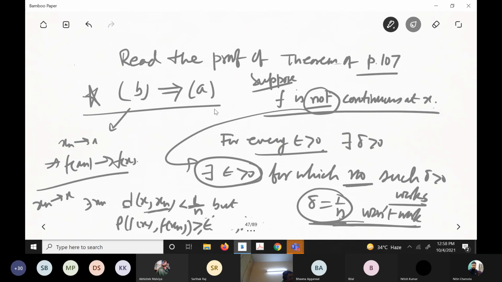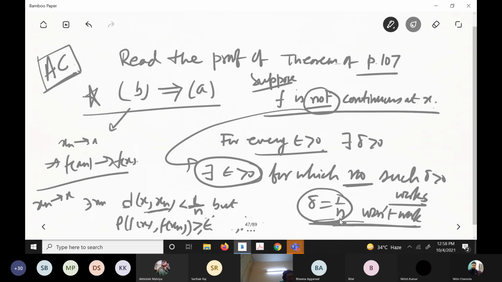Now look, make sure that you read the proof of B implies C. But here, I am saying you are using axiom of choice. You are using B implies C. But how? First of all, how? And then how will it apply?